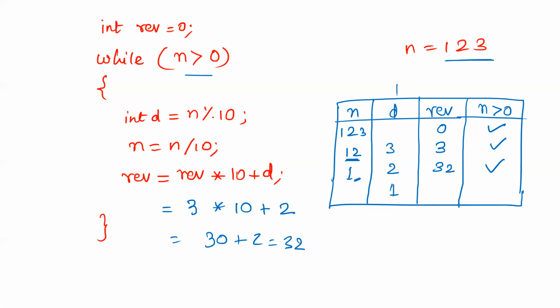You can see d is indicating all the digits one by one from back to front. Now n is equal to n by 10. So now n is 0, because 1 by 10 is 0.1, but if we consider the non-decimal part, it is 0.